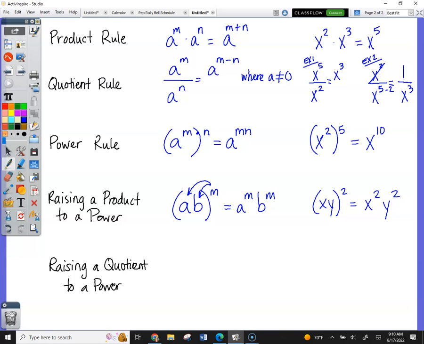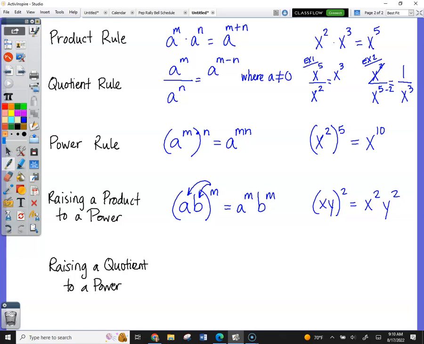And another way to think of that, I've said it multiple times, visualize the expanded form. This is xy times xy, right? So then you can see, okay, so x squared, y squared.